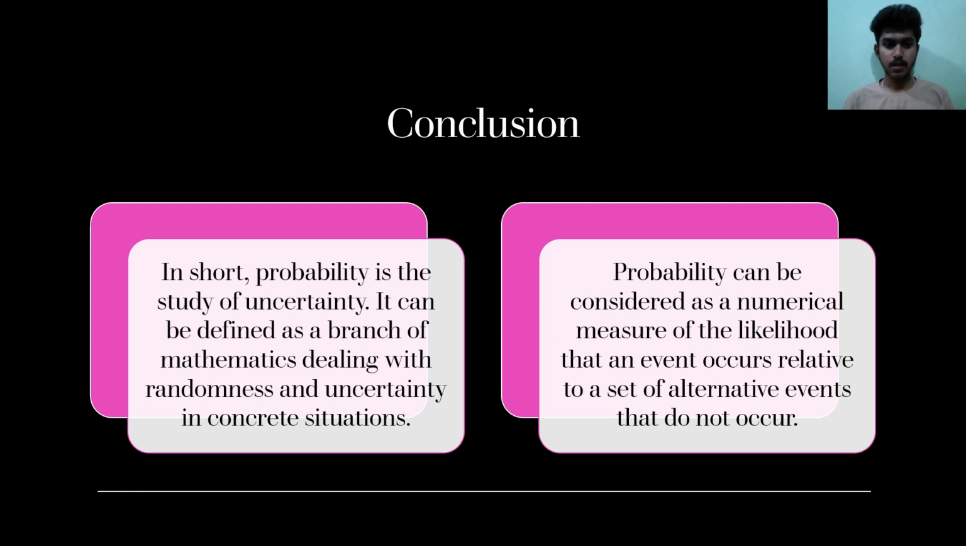Conclusion. In short, probability is the study of uncertainty. It can be defined as a branch of mathematics dealing with randomness and uncertainty in concrete situations. Probability can be considered as a numerical measure of the likelihood that an event occurs relative to a set of alternative events that do not occur.